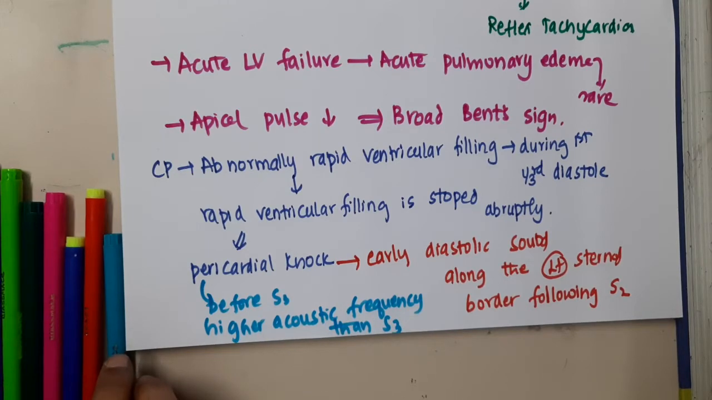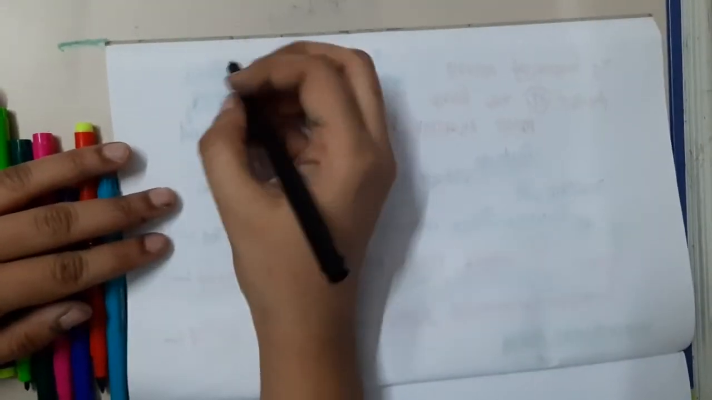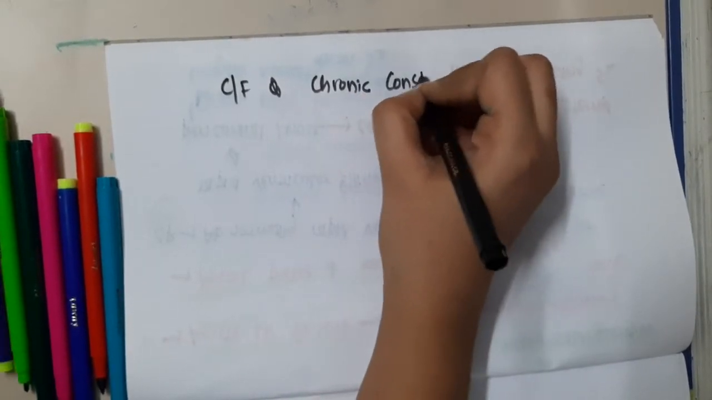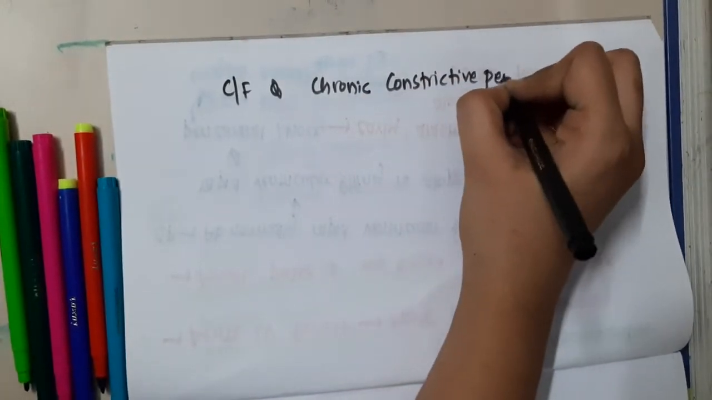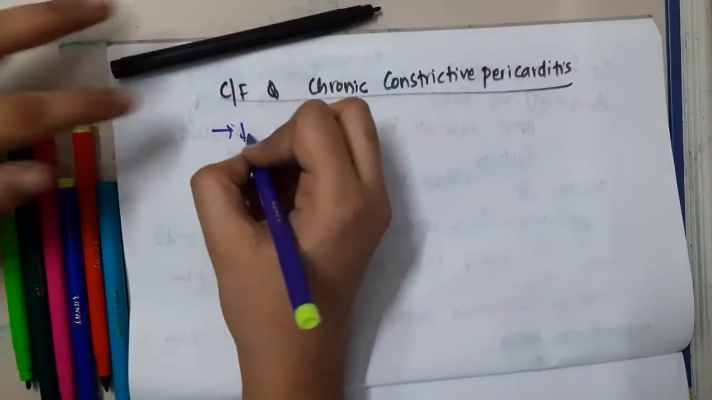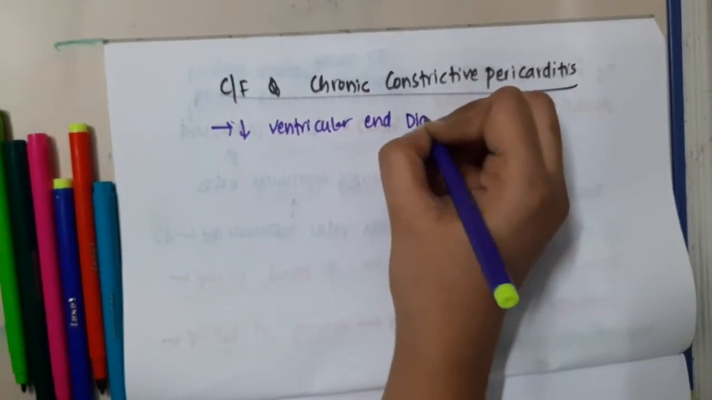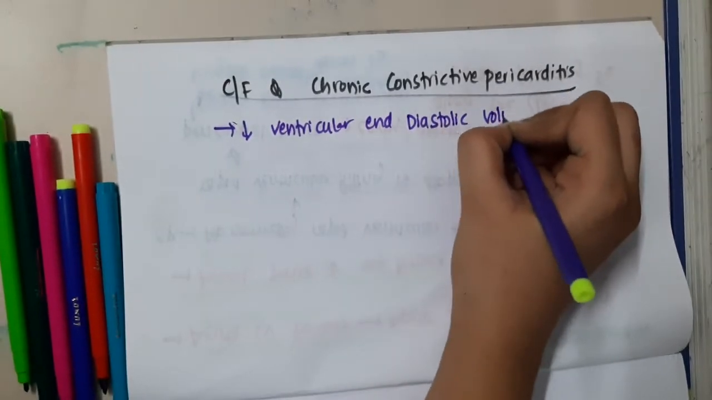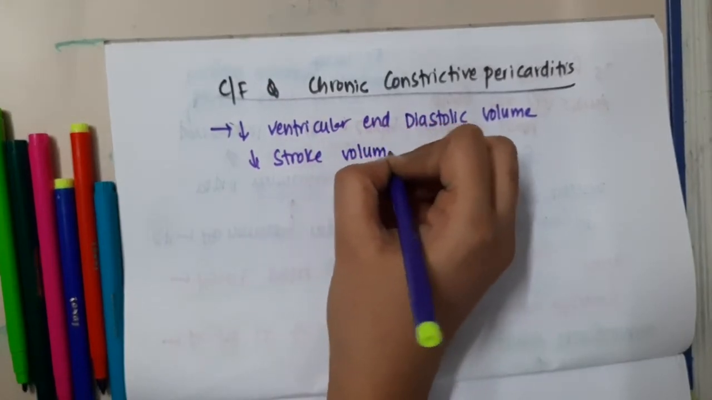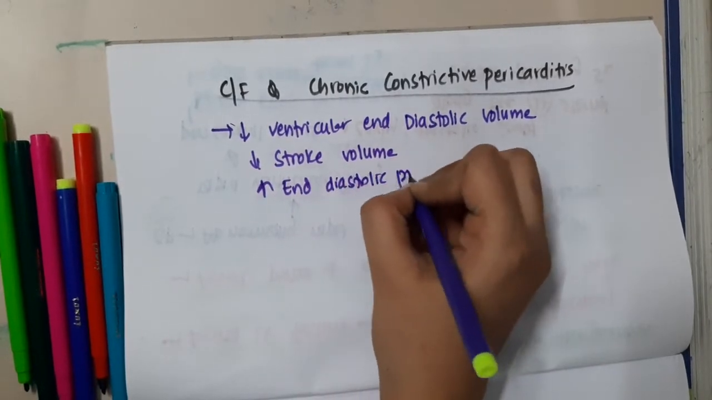Then the next type of pericarditis which should also be known is chronic constrictive pericarditis. So what are the clinical features of chronic constrictive pericarditis? Because it is chronic, you will see decrease in ventricular end diastolic volume, and you will also see decrease in stroke volume, and end diastolic pressure is increased in both the ventricles.